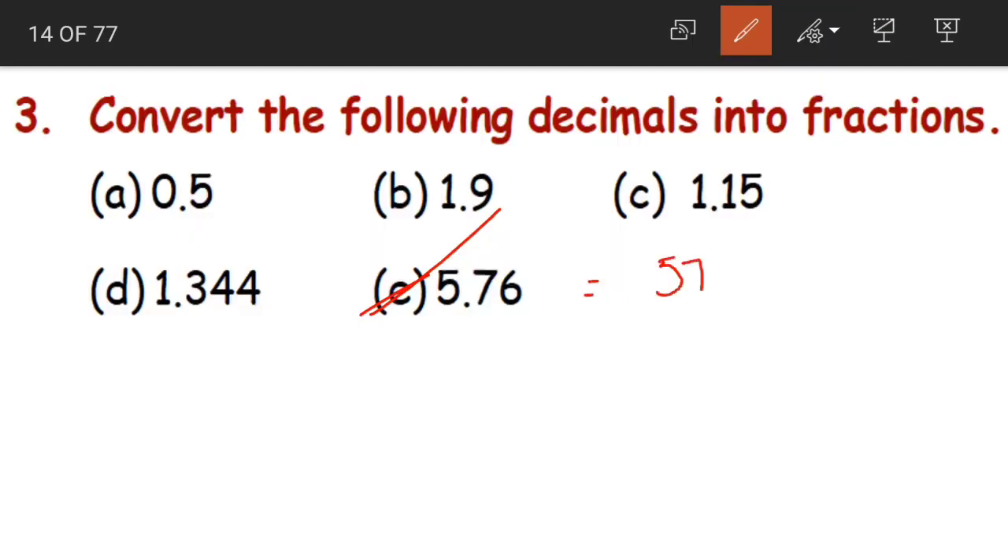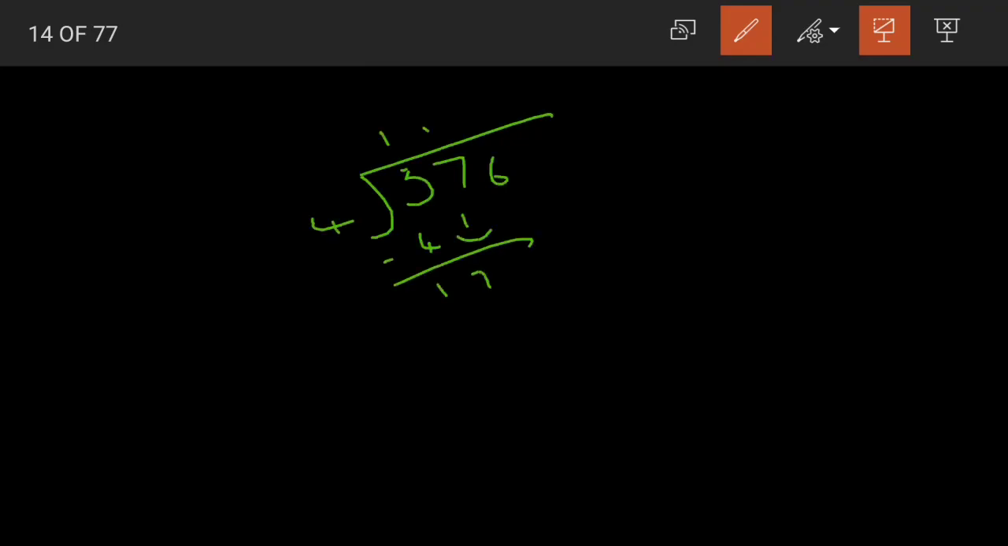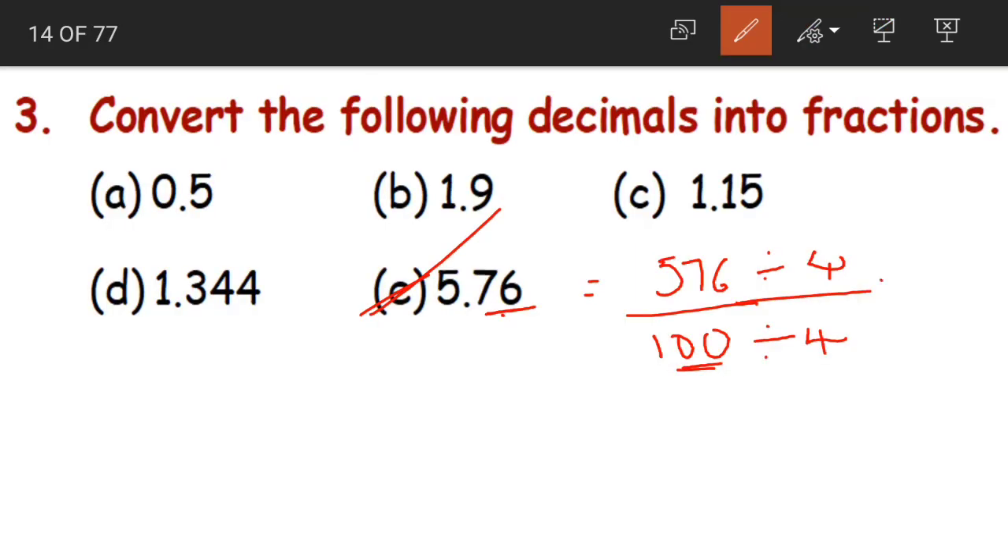Now coming to the next question, 5.76, it will be 576 divided by 100. Yes, we are having two decimal places, so 2 zeros. Again both of these numbers are divisible by the number 4 here. 576 divided by 4, 4 ones are 4, 1 brought down, 4 fours are 16, 6 brought down, again 4 fours are 16. So what is the answer here? 144. So 576 divided by 4 is 144.